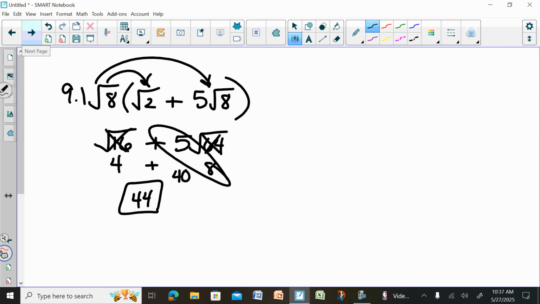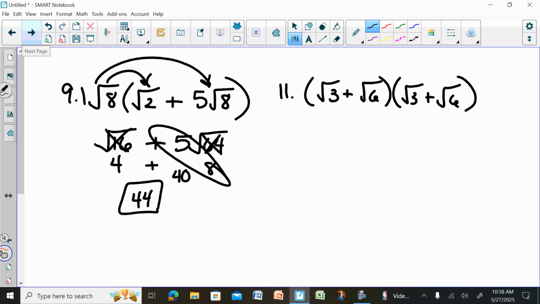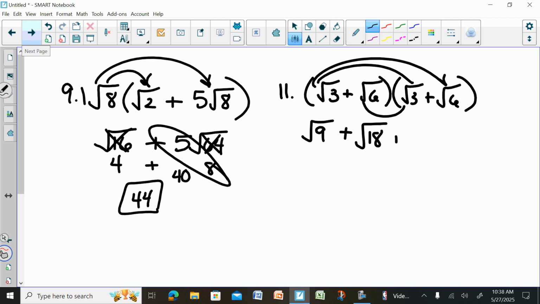And the last one is just another FOIL. We'll just practice that one more time where you have to break them apart or write it down twice. Root 3 plus root 6. When it says squared, we're just going to write it a second time. So cross off the squared, rewrite it a second time, and we're going to FOIL. Root 3 times root 3 is root 9. That's our first. Our outer, root 3 times root 6 is root 18. Inner, root 6 times root 3 is another root 18. And a root 6 and a root 6 makes a root 36.